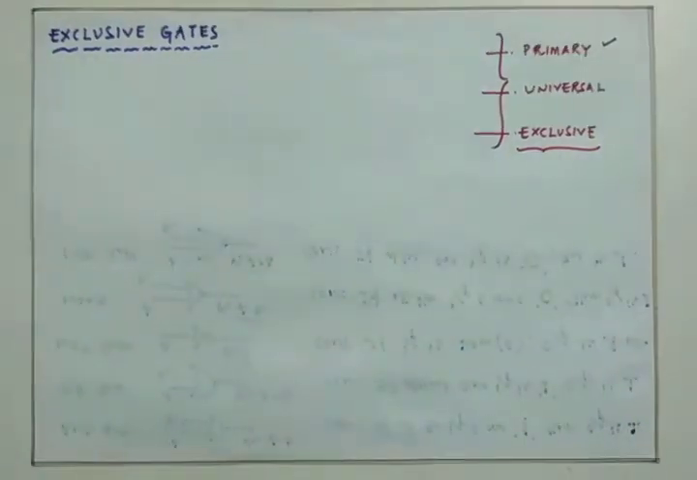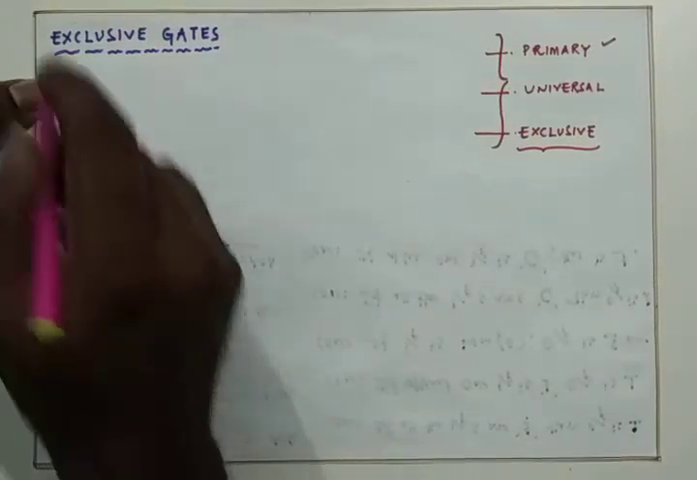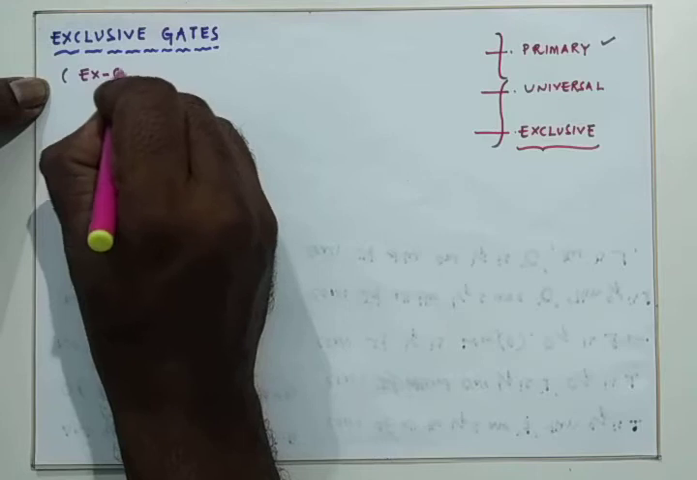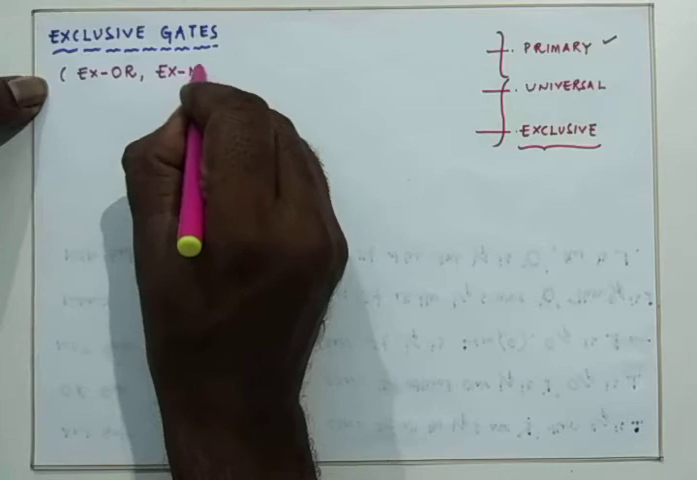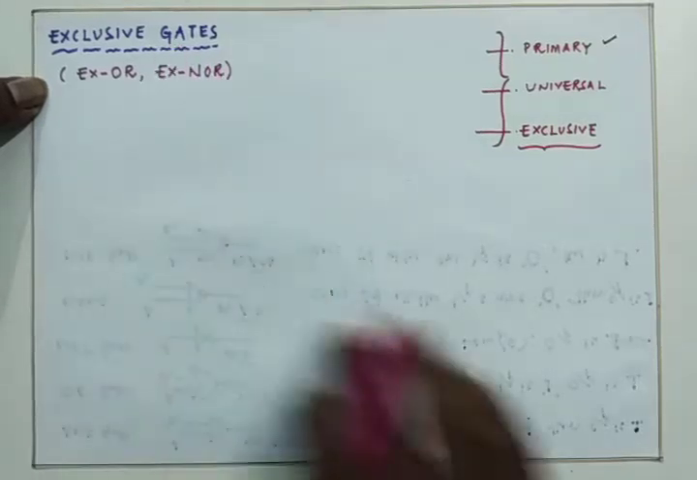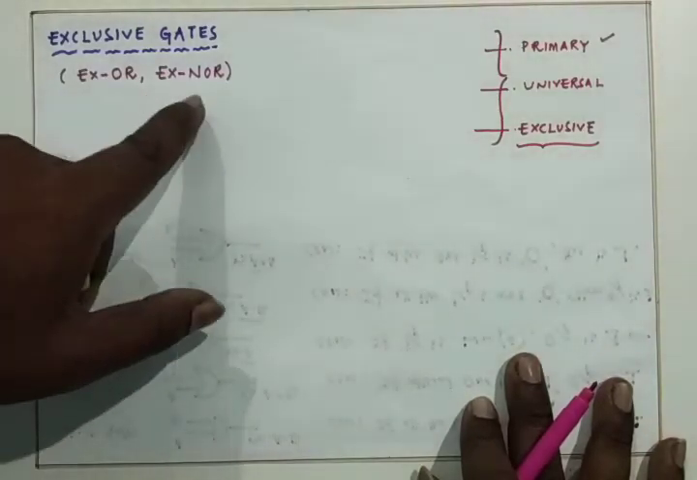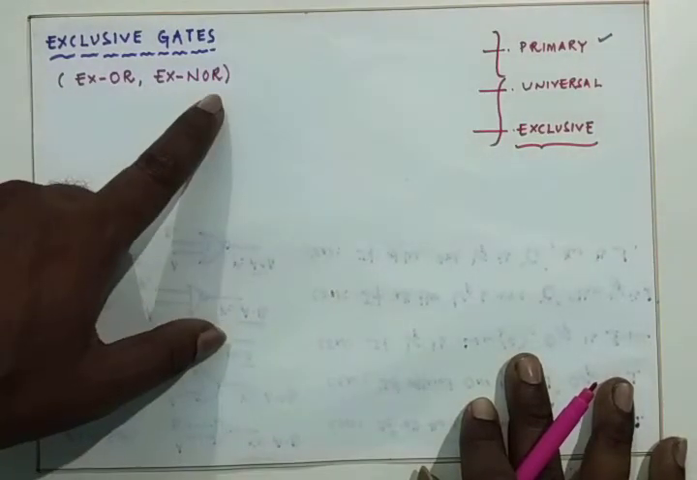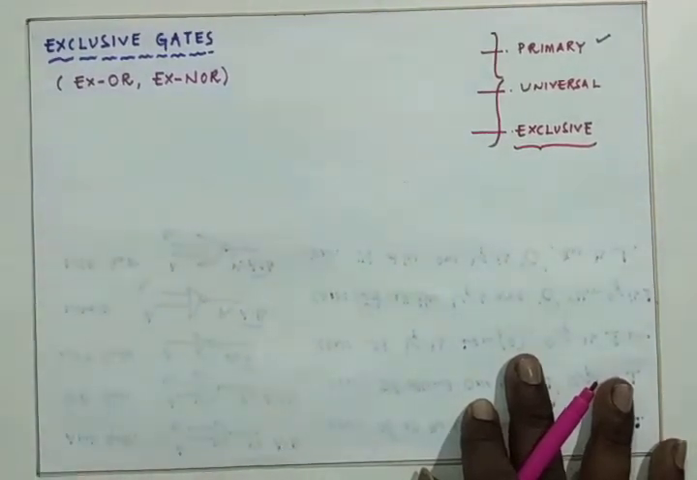So here I am going to talk about the exclusive gates. The two exclusive gates are the exclusive OR gate and the exclusive NOR gate. Exclusive OR we simply call XOR, and the other gate, the exclusive NOR gate, is simply called the XNOR gate. One is the XOR gate, another one is the XNOR gate. Here X stands for exclusive: exclusive OR, exclusive NOR. In short we call them the XOR gate and the XNOR gate.